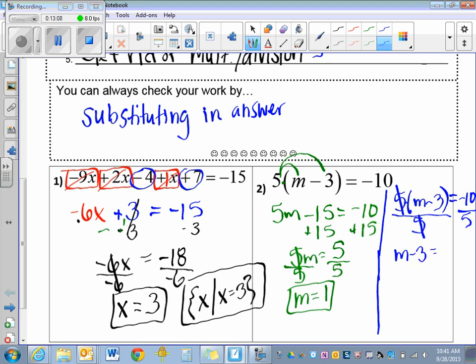What does negative 10 divided by 5 give us? Very good, negative 2. And then now all I have to do is add 3. So we have m equals negative 2 plus 3 is positive 1. Notice we arrive at the same solution. Either way works. Sometimes it's a little bit easier to do it the left side. Sometimes it's a little bit easier to do it the right side. So I just want to show you both of that. Any questions on that?